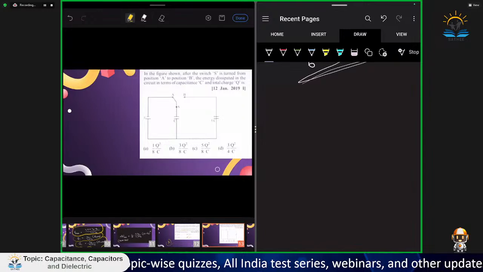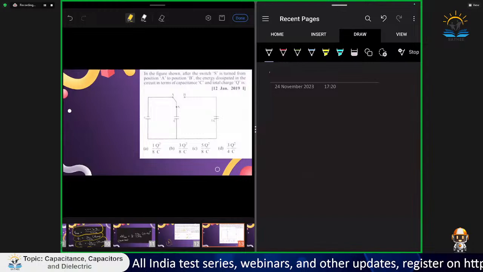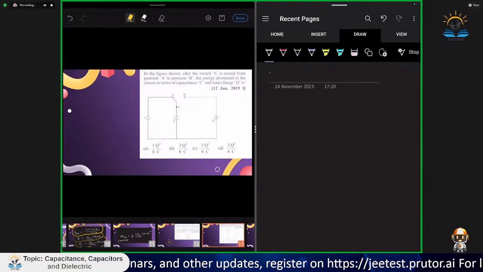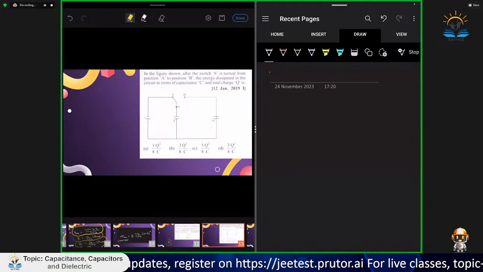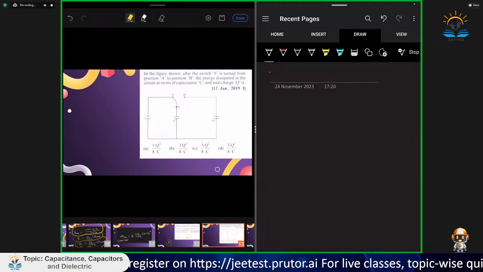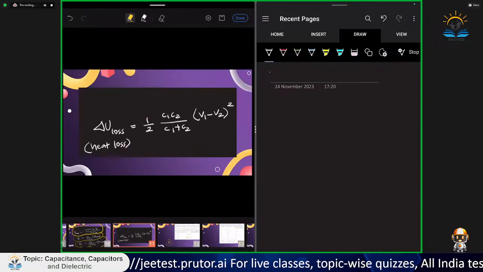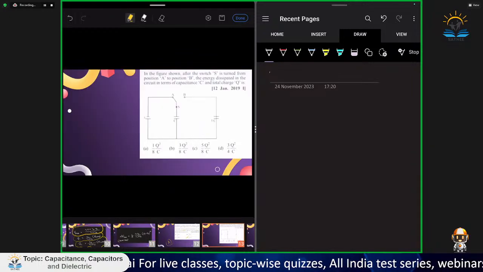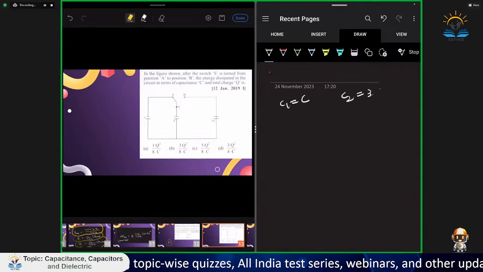Next question. In the figure shown, after the switch S is turned from position A to B, find the energy dissipated in the circuit in terms of capacitance C and total charge Q. Again, very simple, a simple application of our formula. What's the formula? Half C1 C2 upon C1 plus C2 into V1 minus V2 whole square. So see, first, C1 is C, C2 is 3C.